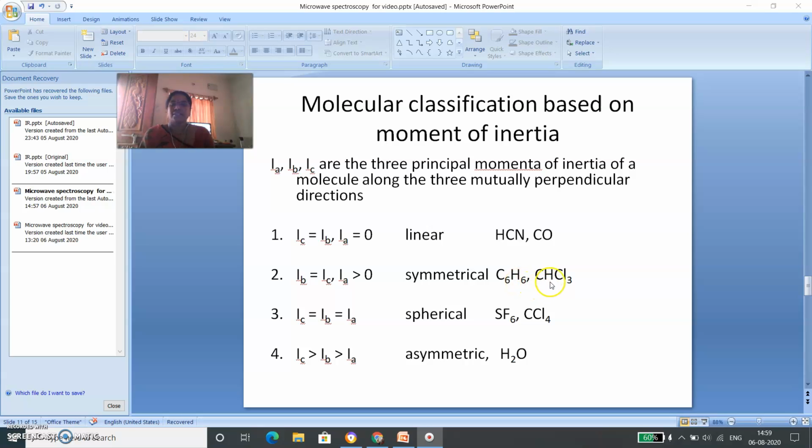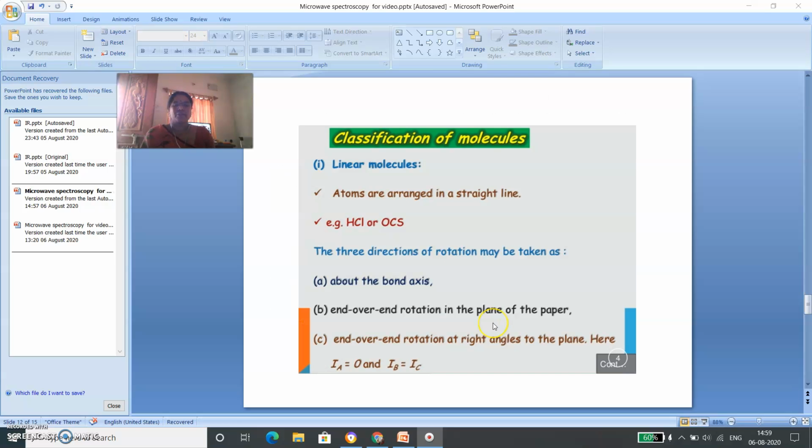Examples are C6H6 and CHCl3, chloroform. And the third case, all three are equal, which is spherical. Examples are SF6 and CCl4. Another case, IC is greater than IB is greater than IA. This is asymmetric. Example is water.